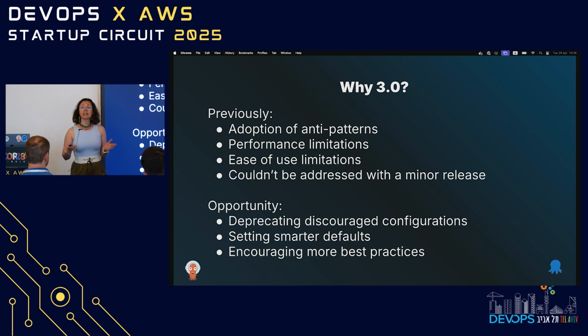So why did we decide to create 3.0? Over the last years, we have noticed the adoption of some anti-patterns. And also we have noticed limitations in performance and in ease of use. And we could not address those with just a simple minor release. So we saw the opportunity of making Argo CD more performant and making the ease of use better by deprecating those configurations that we discourage, by setting smarter defaults, and by encouraging more best practices.